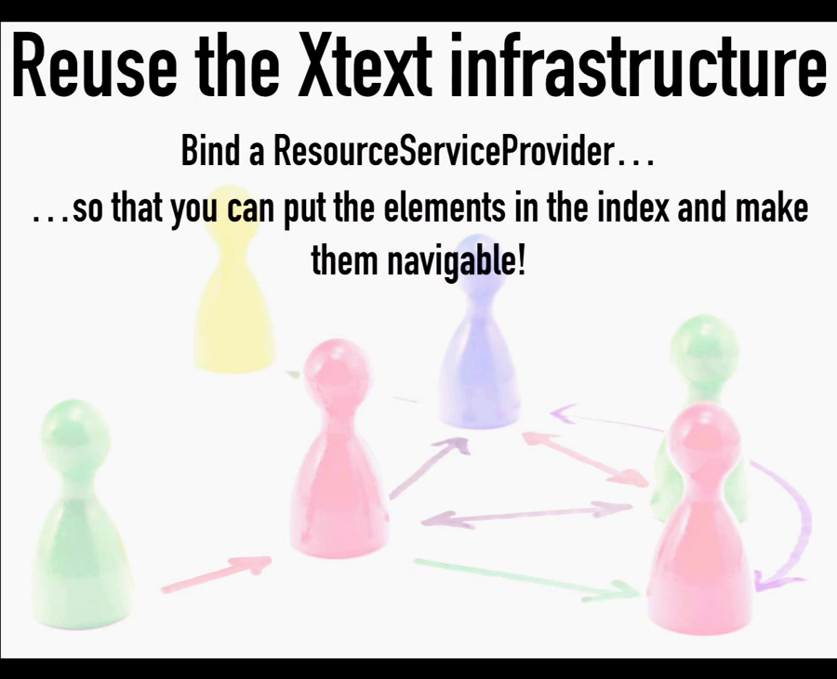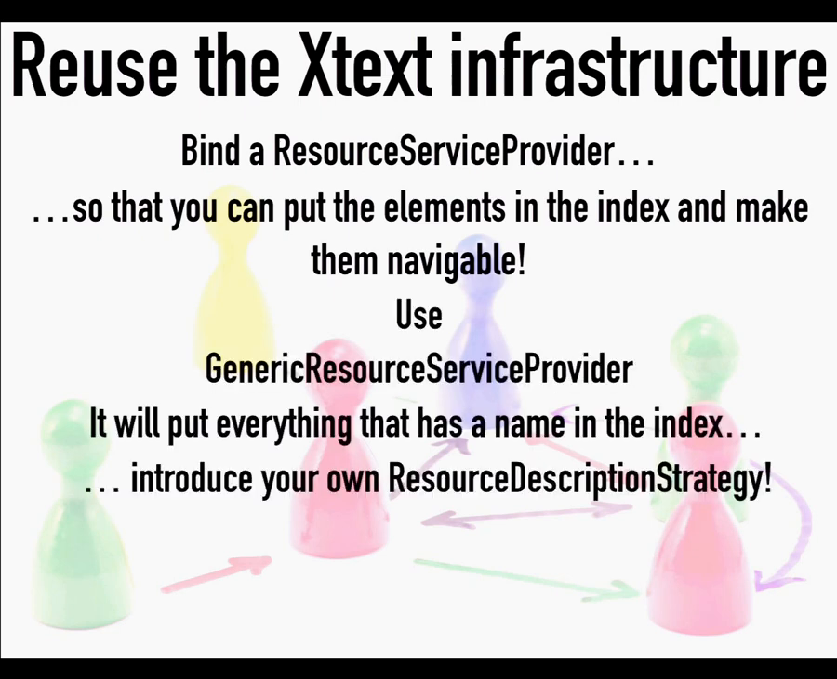And then when you press F3 on something, normally it opens up an editor where the element is defined, with the corresponding area highlighted. When you do a very dirty trick by bringing that stuff into the global scope provider without the index, it might not get navigated. There is a special implementation to help you with that, the generic resource service provider. It will automatically put everything that has a name inside of the index, and then you can have the default implementation for the resource description strategy that puts exactly those things into the index, and you're done. It's pretty simple, so please do that.